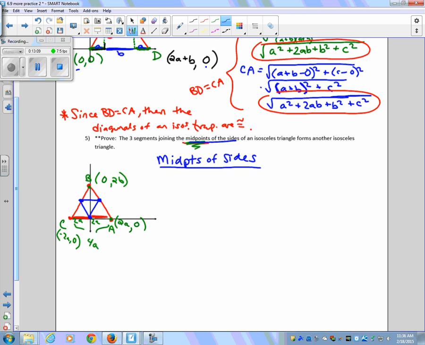So we need the midpoint of AB, the midpoint of BC, and the midpoint of AC. Let's name these with different letters now. Let's call those midpoints X, Y, and Z. The midpoint of AB is X, the midpoint of BC is Y, and the midpoint of AC is Z.